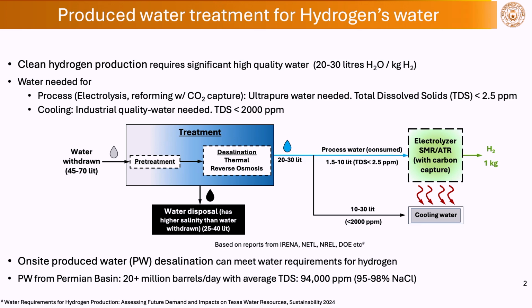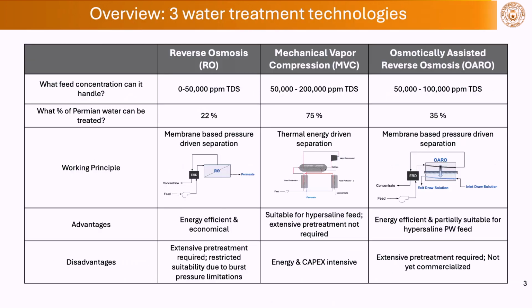To put things in perspective, produced water from the Permian Basin is produced at about 20+ million barrels per day with an average TDS of 94,000 ppm, which is already hypersaline, and most of it is NaCl. So here we look at 3 different techniques. Two of them are conventionally used for produced water treatment, and one of them is an unconventional technique that we are pursuing. The conventional techniques are reverse osmosis and mechanical vapor compression.